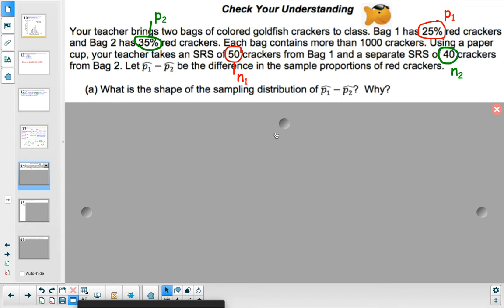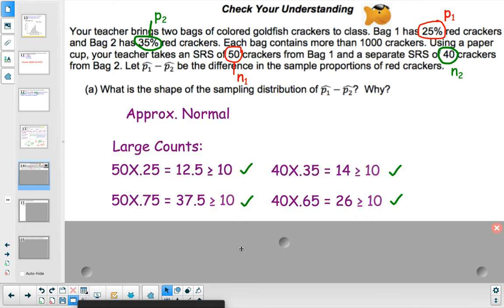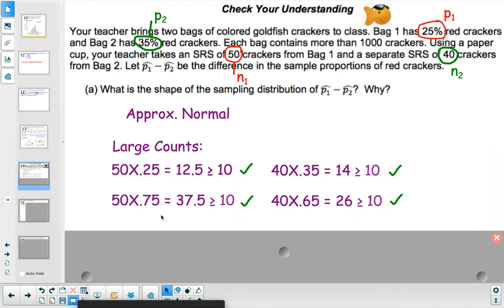So the shape, we would like it to be approximately normal, but you need to check the large counts condition in order for that sampling distribution to be approximately normal. And what's different on this one, as opposed to back when we did the sampling distribution of P hat, is you just have to check large counts for both. So no problem. We have bag 1 where we're taking a sample of 50.